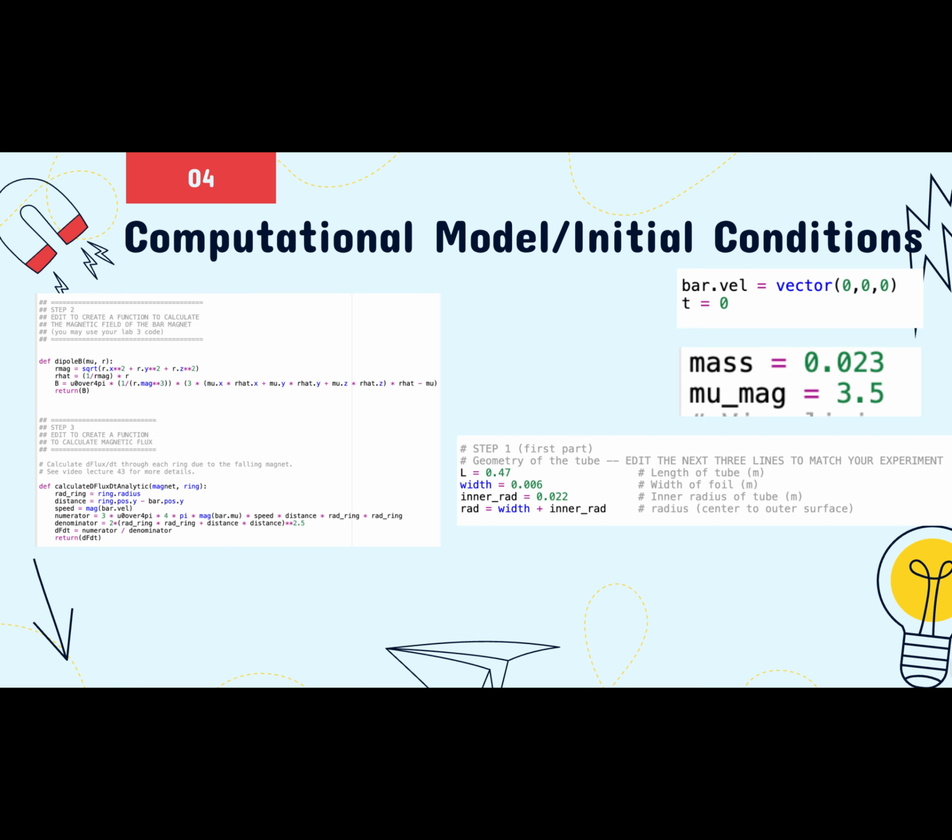Okay, so here's a computational model. We used GlowScript to code it, and the bar magnet was treated as a magnetic point dipole, and the tube was modeled as a stack of non-interacting conductive rings. So here's a quick walkthrough of our key steps. First we set our initial conditions. This is basically our geometry of the tube, and then the velocity and start time. And then we computed the dipole magnetic field at each part of each ring, and that's on the left.